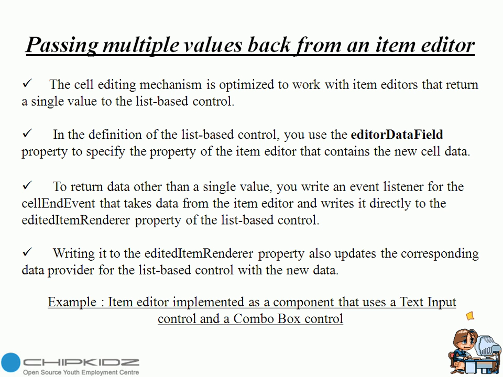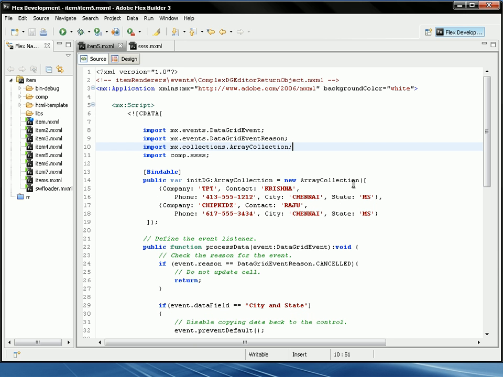To return data other than a single value, you write an event listener for the cell end event that takes data from an item editor and writes it directly to the editedItemRenderer property of the list-based control. Writing it to the editedItemRenderer property also updates the corresponding data provider for the list-based control with the new data. We can see the example item editor implemented as a component that uses a text input control and a combo box control. Now I am going to explain passing multiple values from an item editor in a data grid.